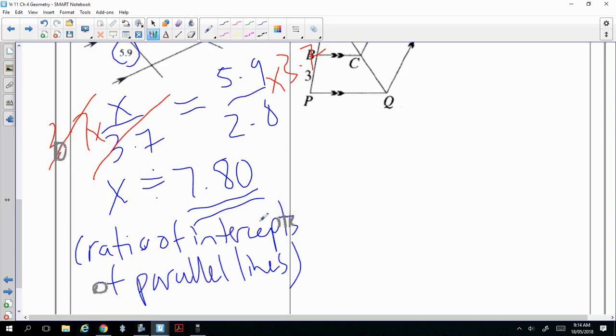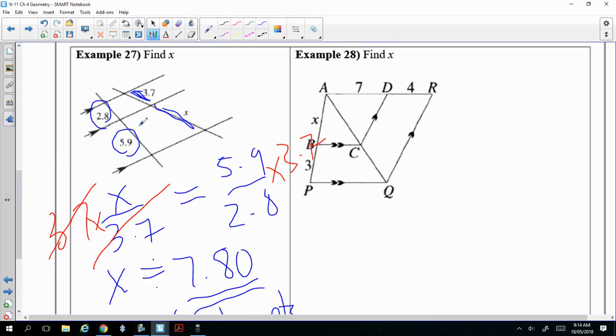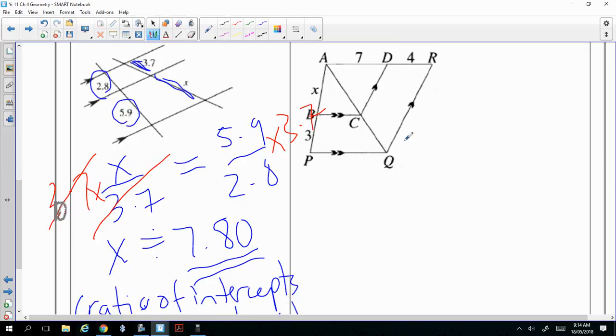Does it also have to be 3 parallel lines? No, it can be 2 parallel lines. I'll show you later. Alright, let's look at this example. We can also use this example to find x.